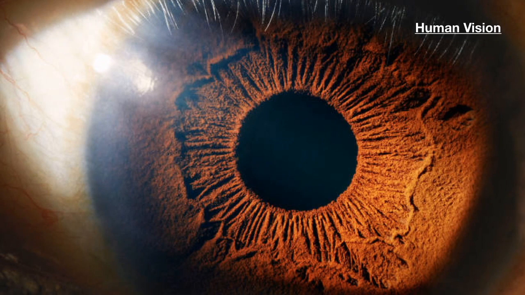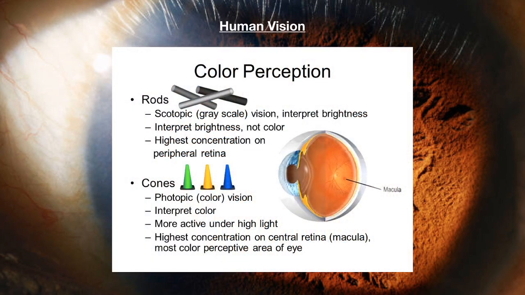Human vision. The eye, under low lighting conditions, only uses the rods, right? Only the rods are used. And in a dark environment, we can distinguish only two colors, the green and blue. The cones are more active, more highlighted, and they can match all the colors.